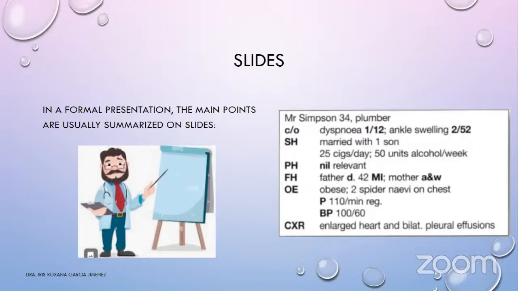On exam, we found he was obese. He got 2 spider nevi on chest. Pulse 110 per minute, it's regular. And blood pressure 100/60. The CXR, chest X-rays: enlarged heart and bilateral pleural effusions.